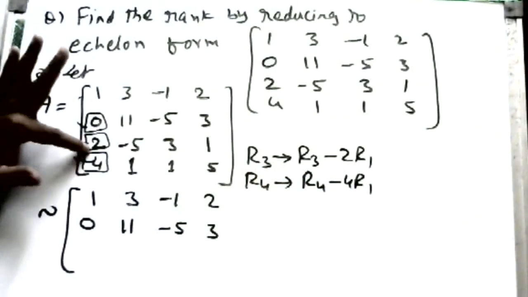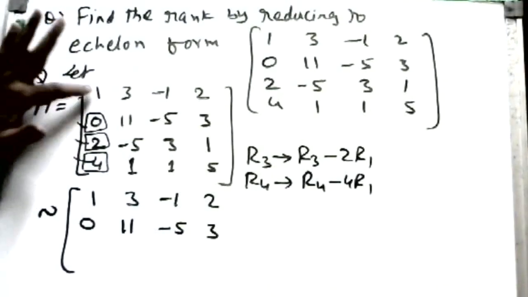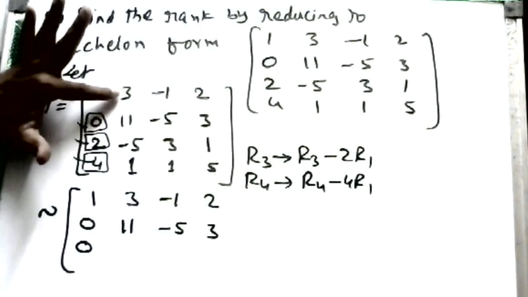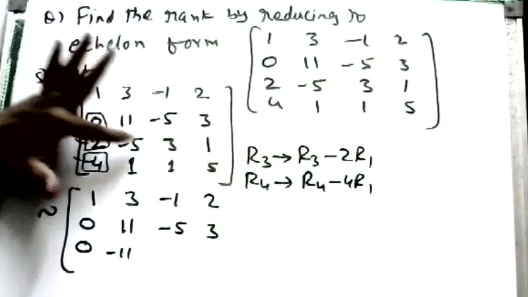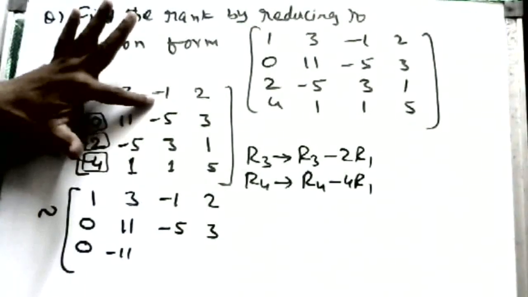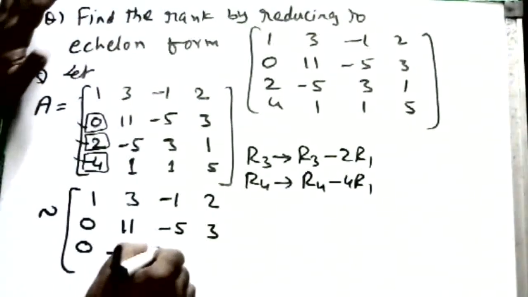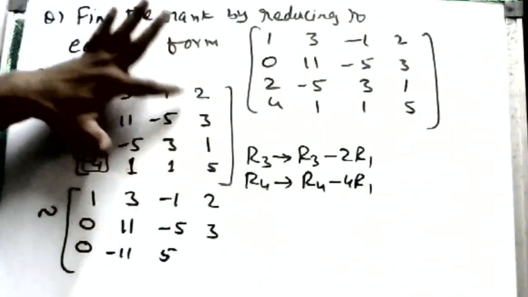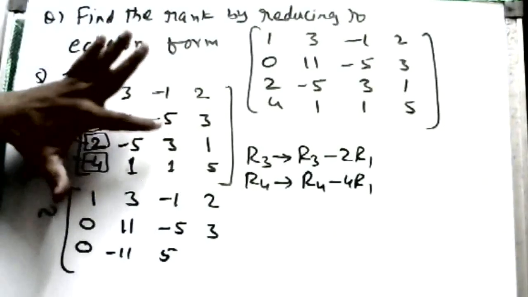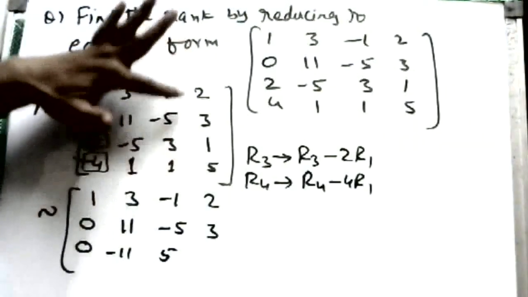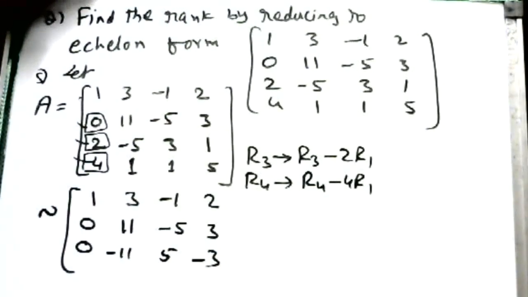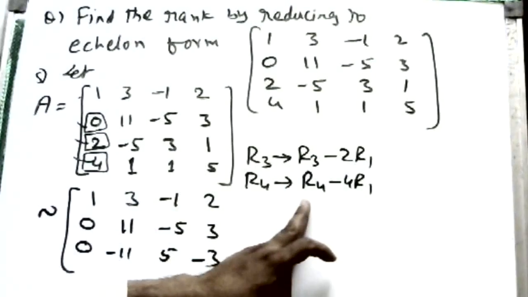Now, third row, R3 minus 2R1. Minus 2 ones are 2, 2 minus 2, 0. R3 minus 2R1: 2 threes are 6, minus 5 minus 6, minus 11. Minus 2 is plus 2, ones are 2, 2 plus 3, 5. R3 minus 2R1: 2 threes are 6, 1 minus 6. R3 minus 2R1: 2 twos are 4, 1 minus 4 is minus 3.